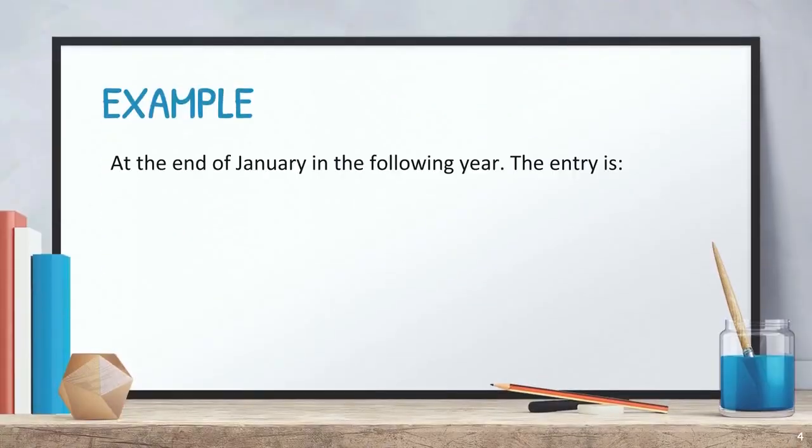Now, let's fast forward to the end of January in the following year. We need to make an adjusting entry to account for the rent expense that has now been incurred. How do we record this adjustment in the journal?